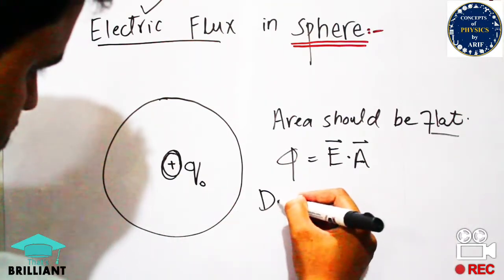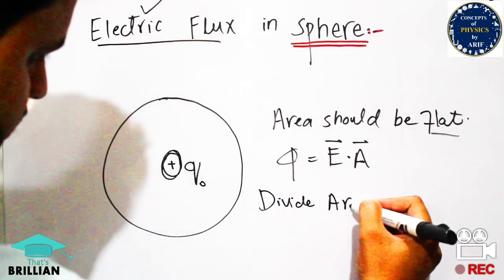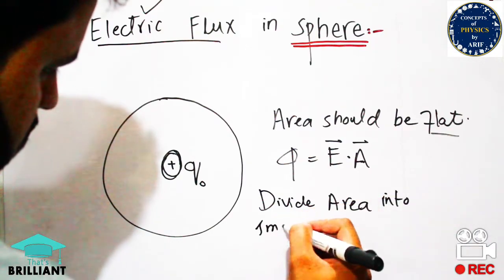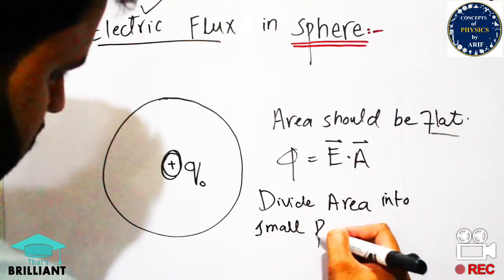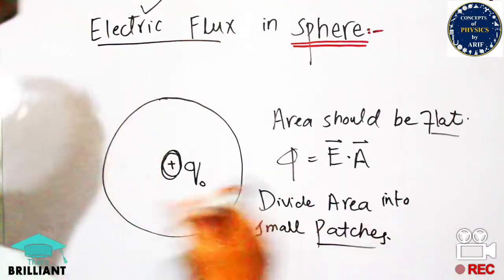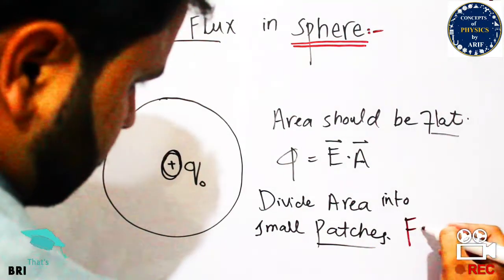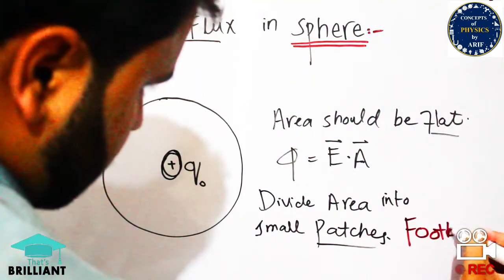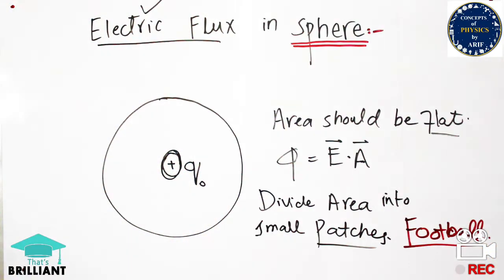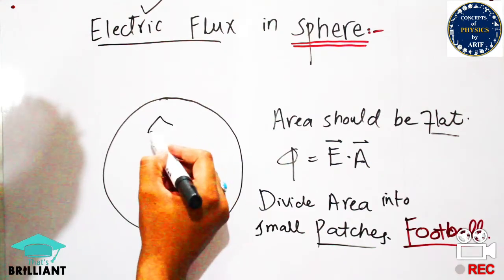So we will cut the sphere into small patches in order to make flat shapes. We will divide this area into small patches, just like a football, because as you see on a football there are different colored patches stitched around each other to make a football or spherical shape. So if we unstitch all the patches, every patch is a flat shape.